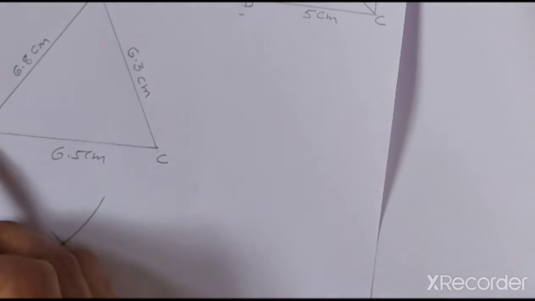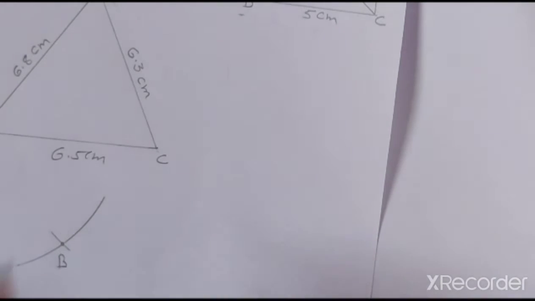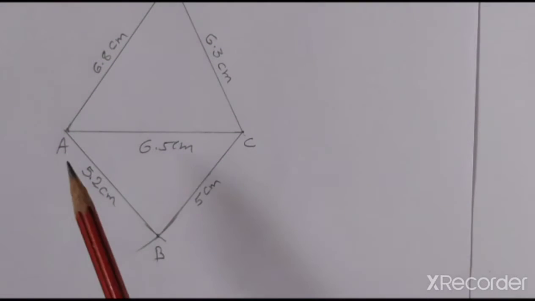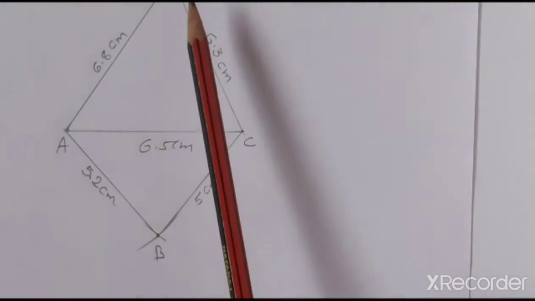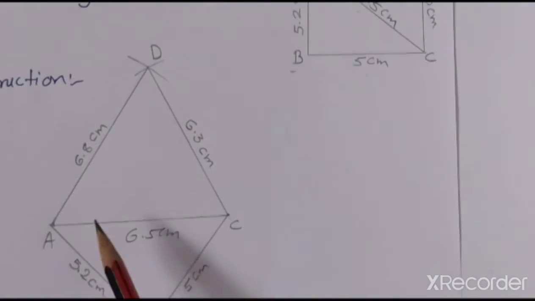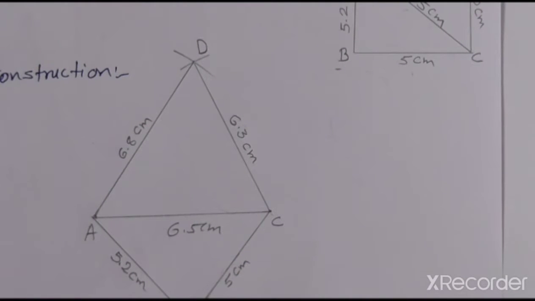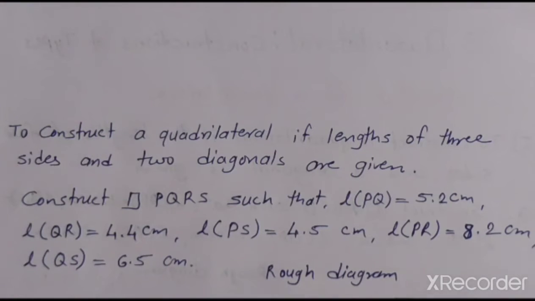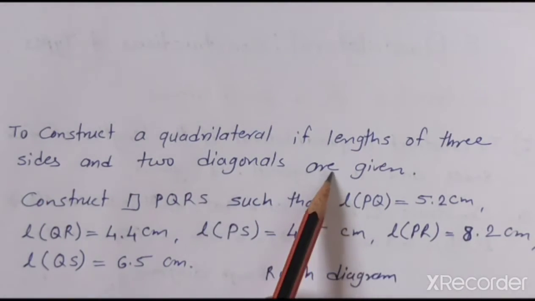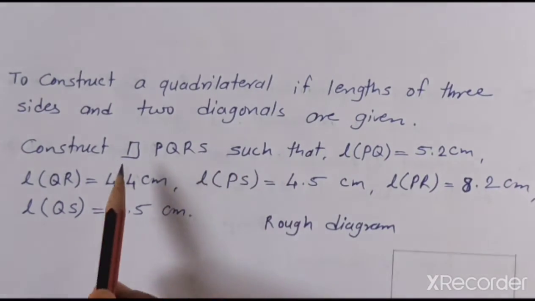Now I am connecting this B with A and C. So after connecting this segment with each other, we get here our quadrilateral ABCD whose lengths are given. Now let's move to the next construction. If length of 3 sides and 2 diagonals are given. So this is the first question.